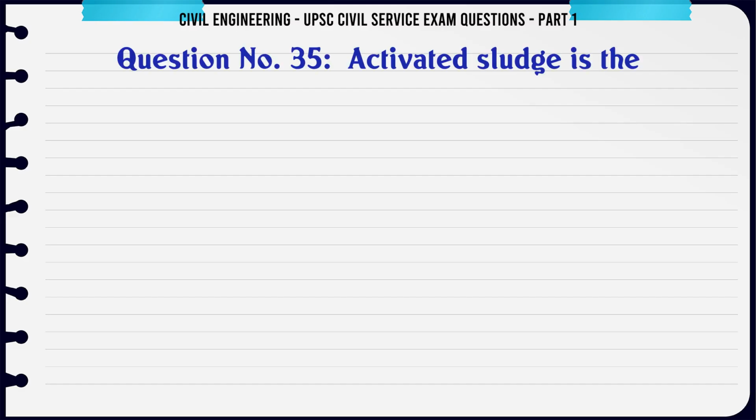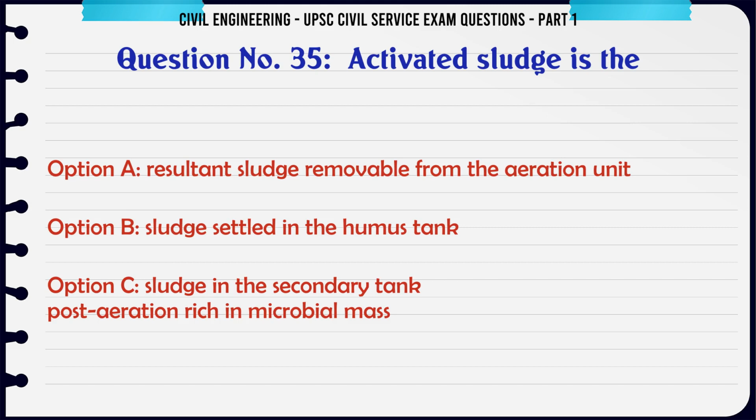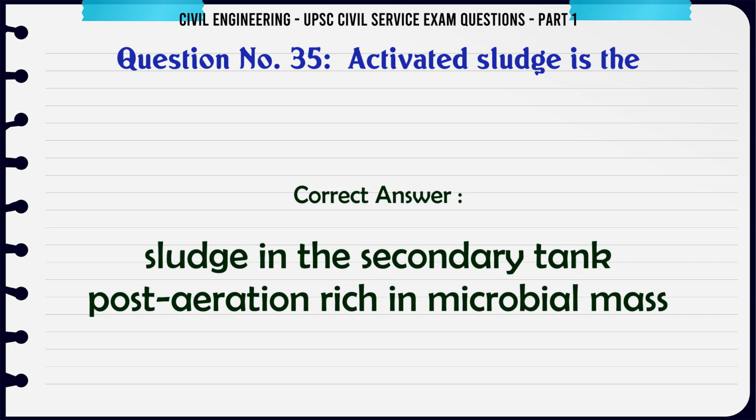Activated sludge is the: A. resultant sludge removable from the aeration unit, B. sludge settled in the humus tank, C. sludge in the secondary tank post-aeration rich in microbial mass, D. sludge in the secondary tank post-aeration rich in nutrients. The correct answer is sludge in the secondary tank post-aeration rich in microbial mass.